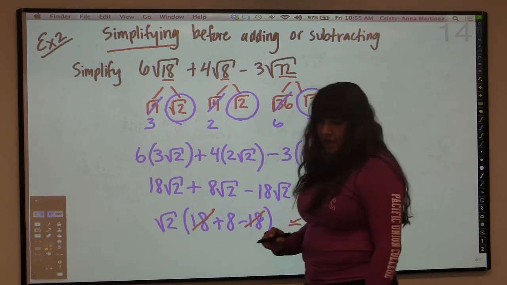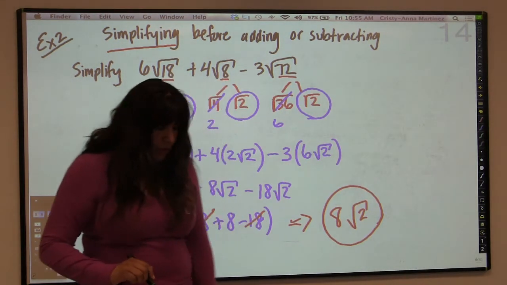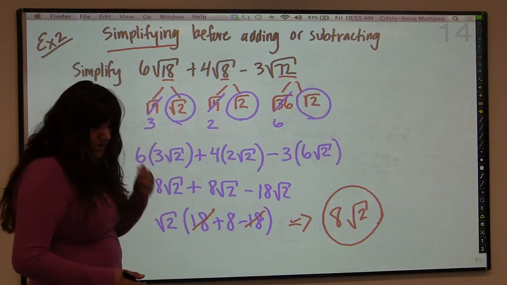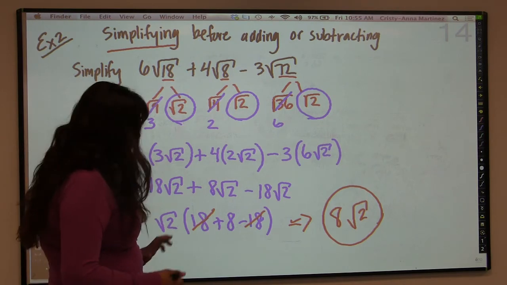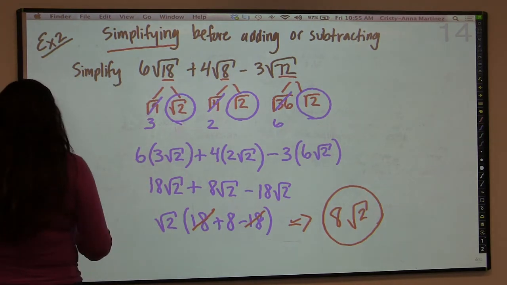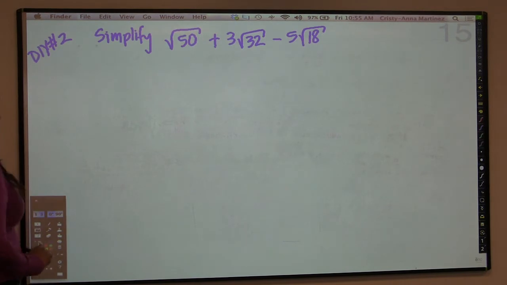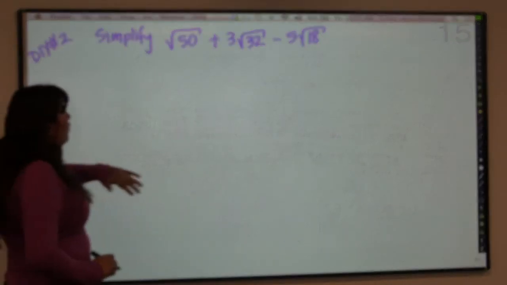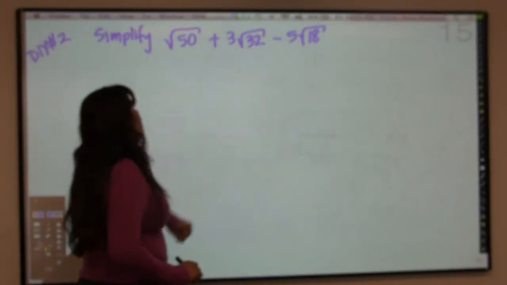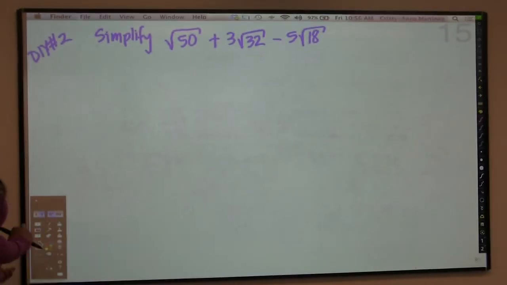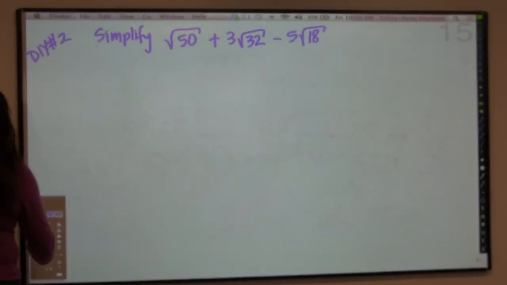So you see, something that might have started out looking like something that you couldn't simplify actually ends up being something that you can simplify. So now you will try this one here. Again, don't be fooled by the 50, 32, and 18. Break them down first and see if you can't find some like radicals there.